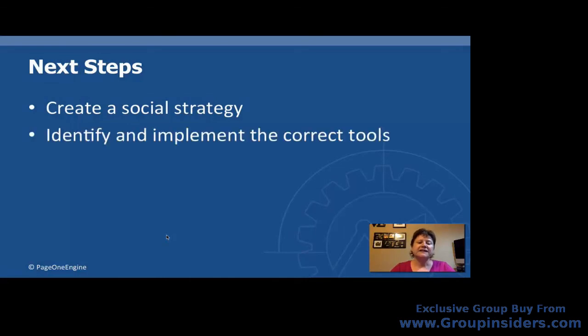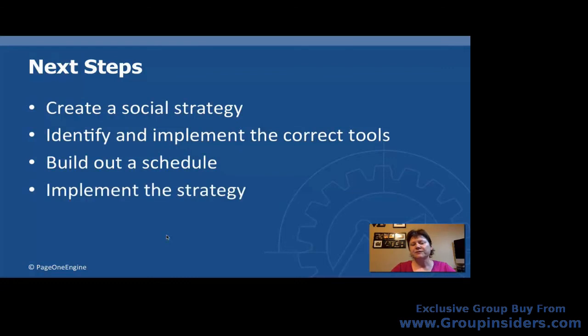Identify and implement the correct tools for you based on what it is that you will be doing. And then build out a schedule. And, like we showed in Hootsuite, it doesn't have to be very difficult. Just try to figure out when you think the majority of your audience is online, and when they are, that's when you want those things to hit. And then implement your strategy.